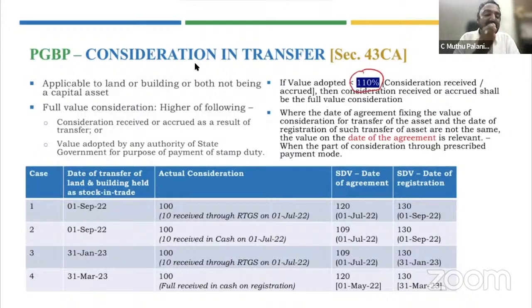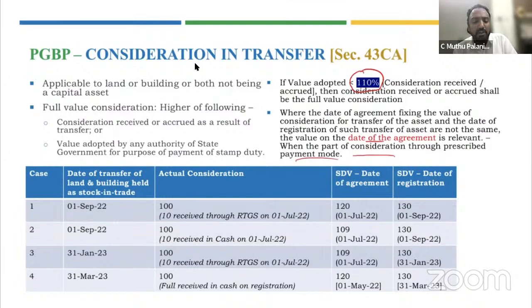Income tax says take the advance date, if even some part of the money is received in non-cash mode. So that's also where the date of agreement fixing the value is relevant. The date of agreement is relevant when part of the consideration is paid through a prescribed mode. So the date of agreement, the advance date, is relevant when at least some part of the money was already paid through banking mode. If nothing was paid at the time of the agreement, automatically you have to take only the date of registration. So this is the example that is given below.